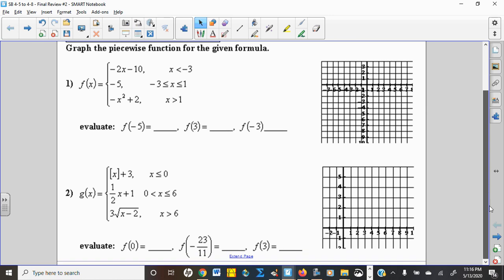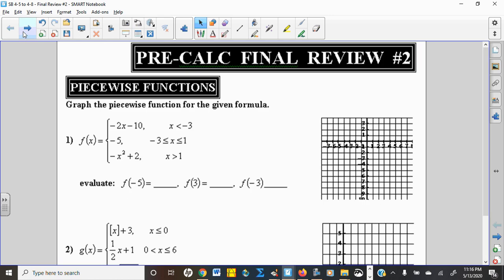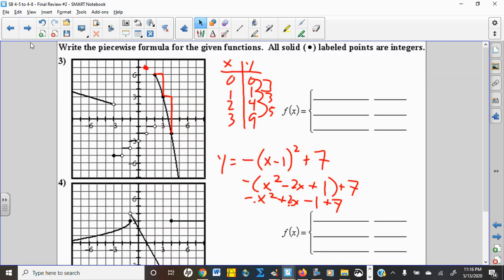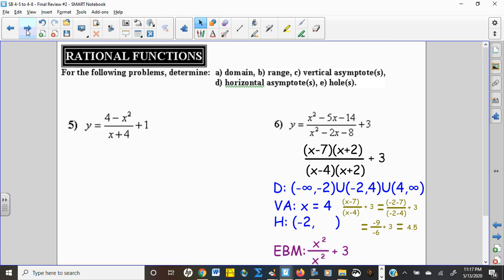Nobody asked any questions on any of the piecewise functions. If you did want to see any of the piecewise stuff from Unit 1, it was way towards the end, probably page up in the 70s, 72, 73, 74, 75, back in that area. But the first page, there were no questions on.